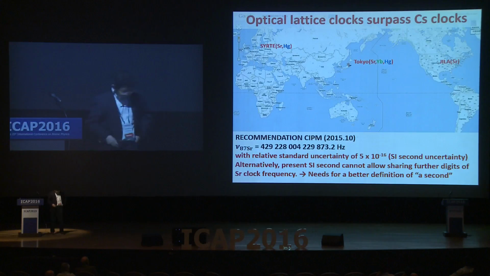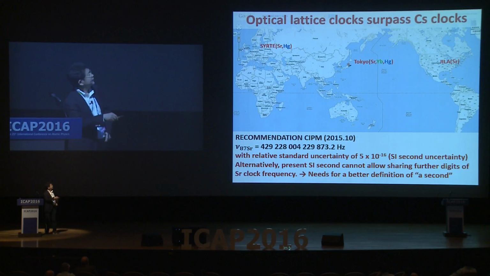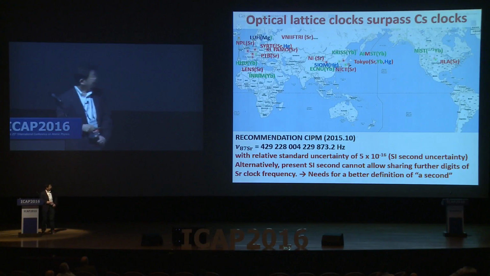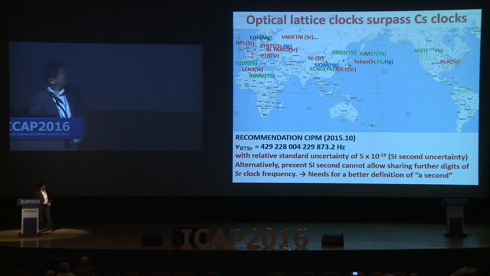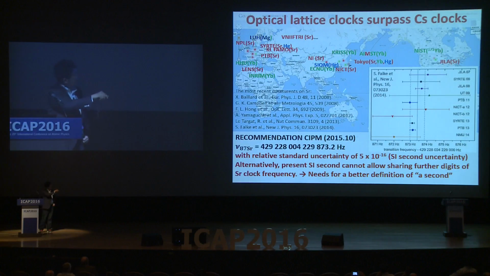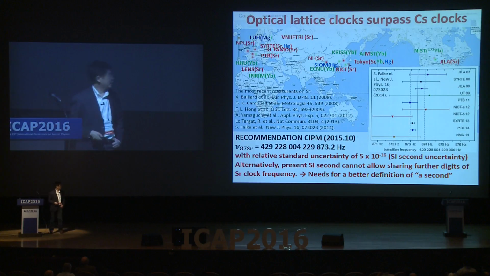So now optical lattice clocks are studied worldwide. There are more than 20 groups in the world. And in particular, for the strontium optical lattice clock, there is good agreement between the clock measurements. And CIPM adopted the recommended frequency for the strontium optical lattice clock with this number. The good thing is that this number is only limited by the SI second uncertainty. So this is a good appeal for the need of a better definition of a new second.